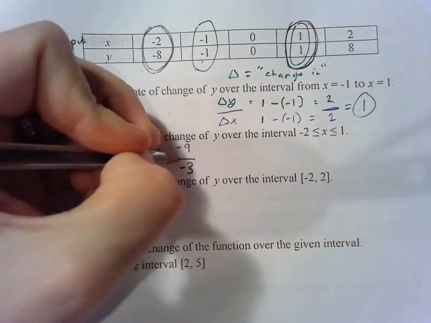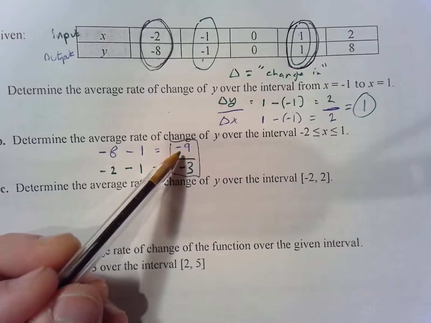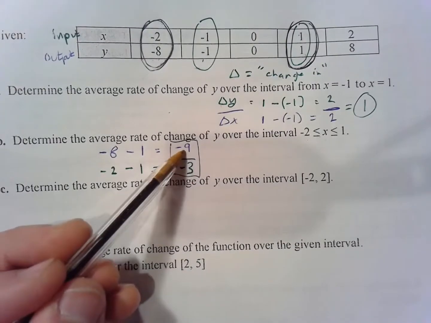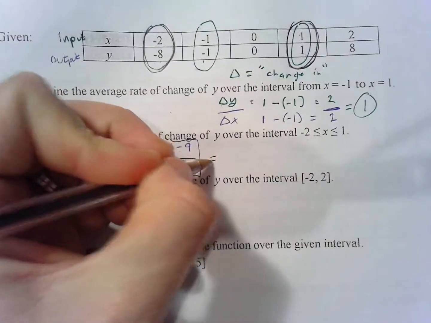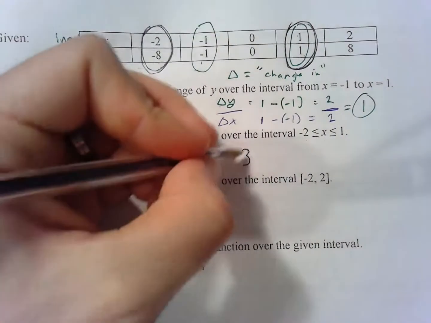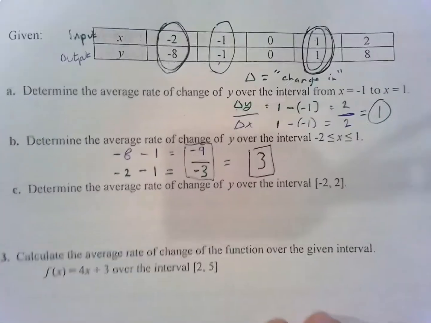And so here is my average rate of change between those 2 points. It's the slope between those 2 points. Except I've got -9 divided by -3. I can simplify that. 9 divided by 3 is 3. Negative divided by a negative is a positive. So I can just leave it as +3. That's my average rate of change between those two guys.